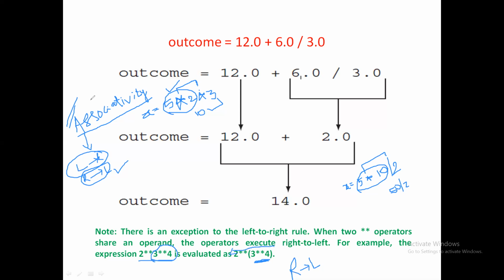So associativity is of two types: either left to right associativity or right to left associativity. This exponent operation follows right to left associativity. So this is what the associativity rule is.